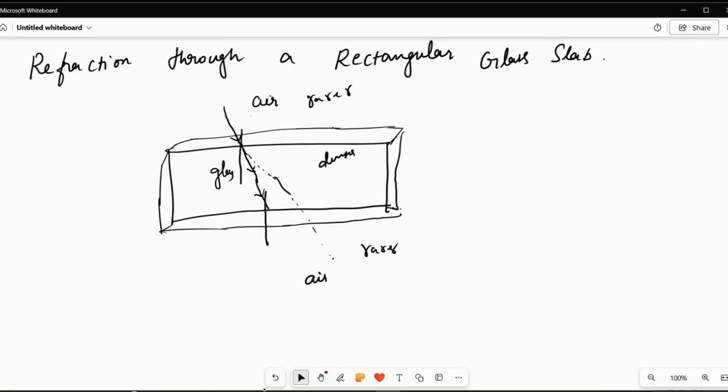See, there is one glass slab here. Okay. So first light goes from air to the glass. From glass, it is going out to the air. So first time what happens? It is going from rarer to denser. Second time it is going from denser to rarer. Okay. So first time it bends towards the normal. Second time it bends away from the normal.